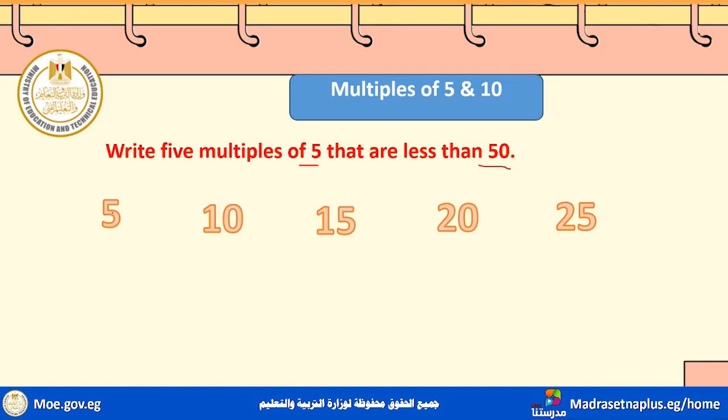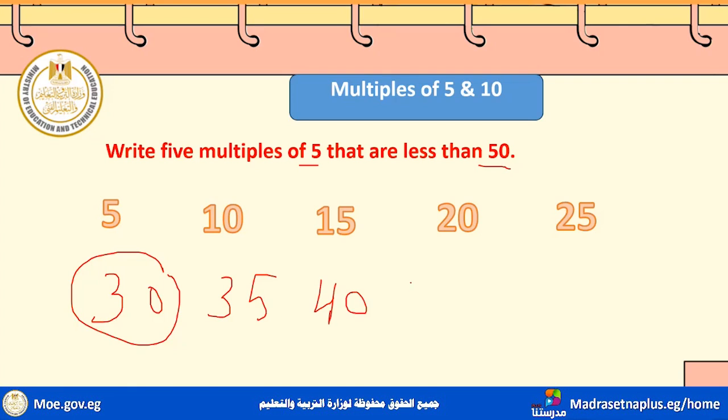Yeah. I can write 30. Yes. 30 is a multiple of 5 less than 50. 35, that's right. 40, 45.